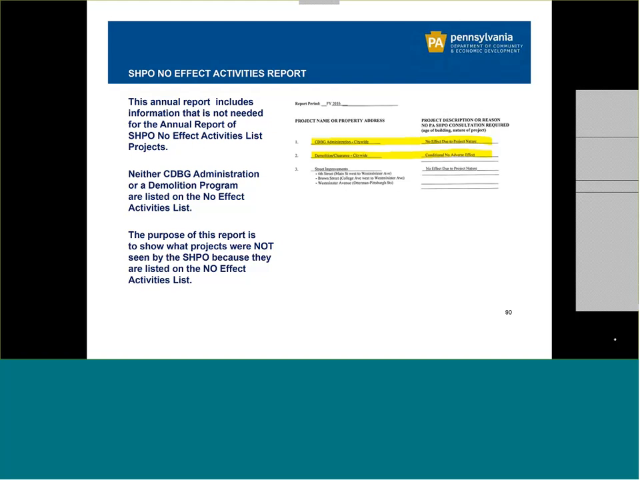But anyway, this no effect annual report form is supposed to capture the things that were not sent to me because I did not need to look at them. And to include all these other activities is not really necessary and not helpful. Let's go on to the next group, John.